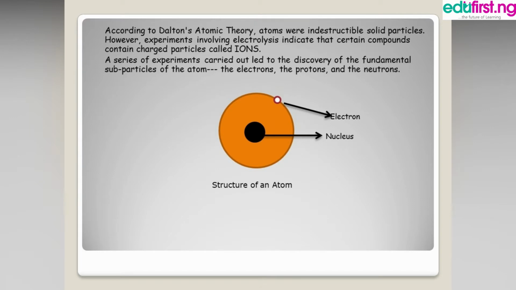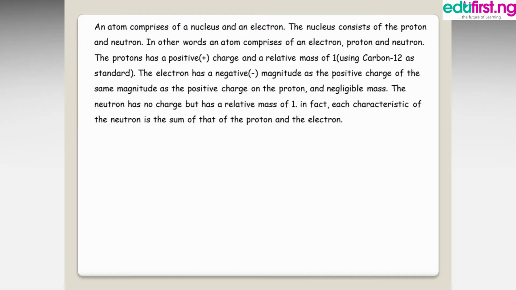All right, so it says that an atom comprises a nucleus and an electron. Explain that. The nucleus consists of the proton and neutron, and the proton is positively charged while the electron is negatively charged. But the proton and the electron have the same magnitude. What do I mean by the same magnitude? Meaning that if in an atom the proton is 5, that means the electron too is 5, but they have different charges.